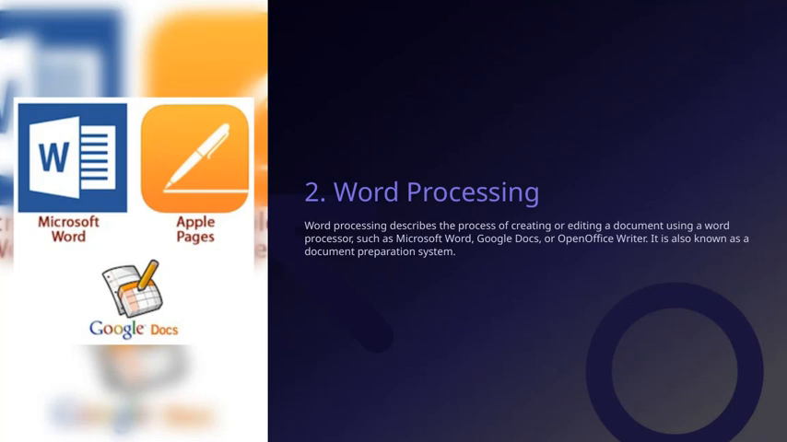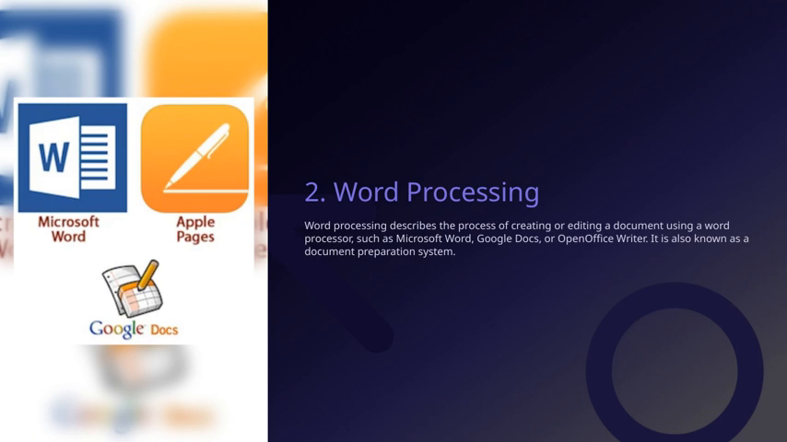Let's talk about word processing. Essentially, this is the process of creating or editing a document, and it's done using a word processor. Think of tools like Microsoft Word, Google Docs, or OpenOffice Writer. These are the software programs we use to write reports, letters, essays, or any kind of text-based document.